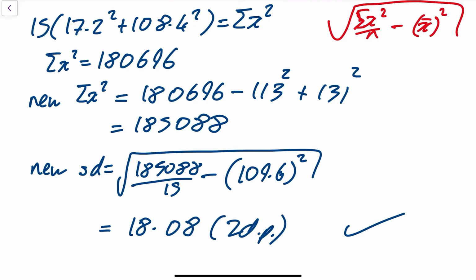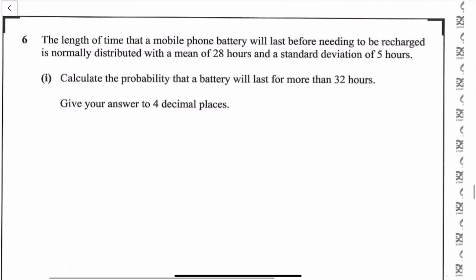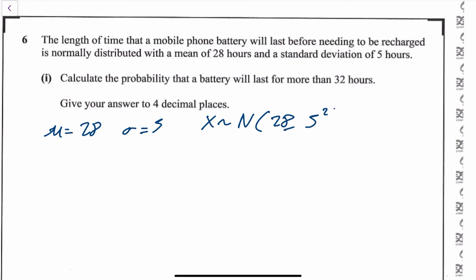Okay, the next question I think is a normal distribution question. It is indeed, lovely. It says the length of time that a mobile phone battery will last before needing to be recharged is normally distributed with a mean mu equal to 28 and sigma equal to 5. You may or may not have been taught this way of saying that: x is distributed normally, my mean is 28, my sigma squared is 5 squared. You don't really need that, but that's just a nice way of saying it.